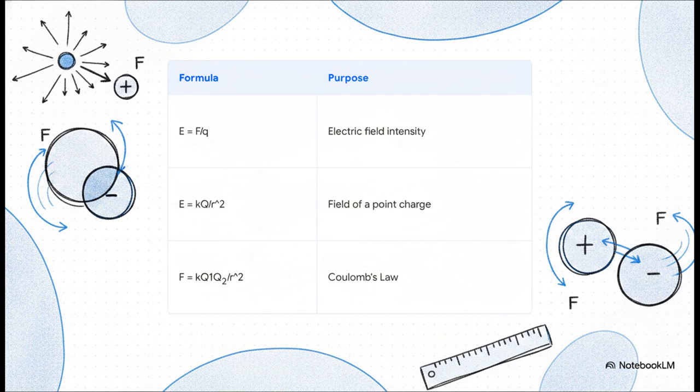This calculates the field created by a single point charge. Q is your source charge, and R is your distance. Pay close attention to the fact that R is squared. That is going to be super important in a second. Finally, the big one, Coulomb's law. F equals K times Q1 times Q2 all over R squared. This tells us the actual physical force between two stationary charges. The takeaway? Bigger charges create stronger forces, but distance is the great equalizer.